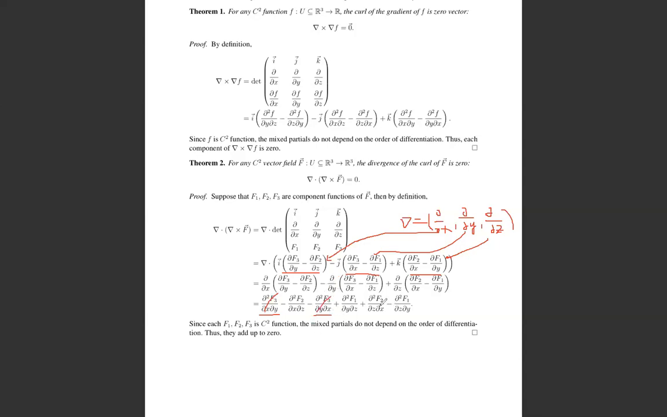Same thing with f2. Partial x partial z is the same as partial z partial x, so this is also gone. Finally, for f1, partial y partial z is the same as partial z partial y, so this is gone as well. So the result is 0. That confirms the theorem here: the curl is divergence free.